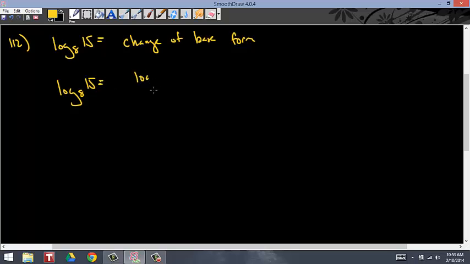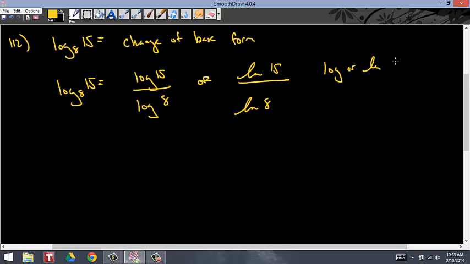You can either take the common log of the answer and divide it by the common log of the base, or you can do the natural log, which I prefer, over the natural log of the base. But it's always the log or natural log of the answer over the log or natural log of the base. And that is how you do the change of base formula. Now, I will leave it to you guys to pump this into your calculator and figure out what that is.